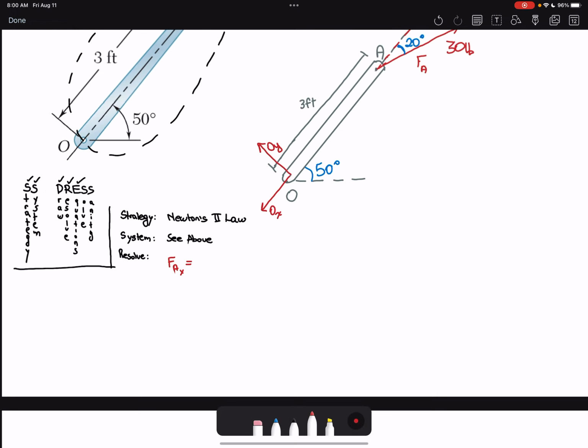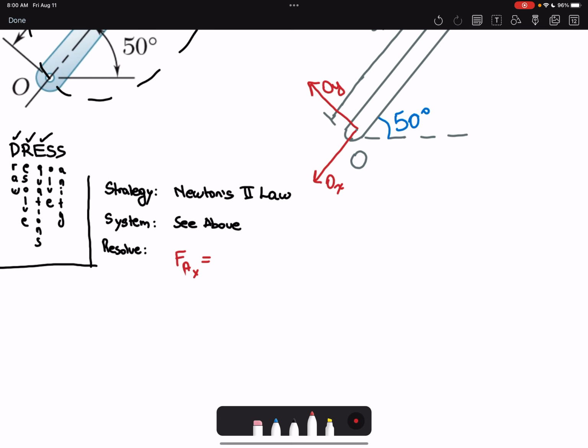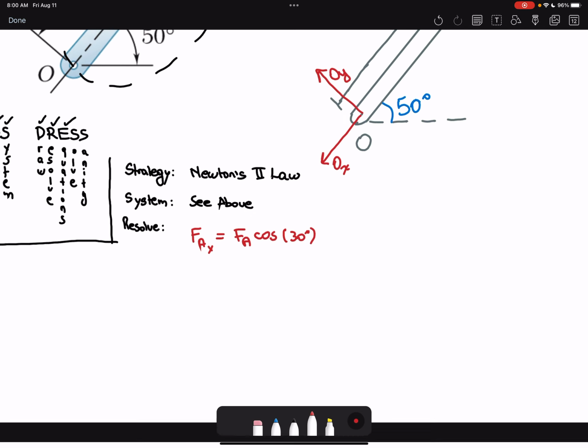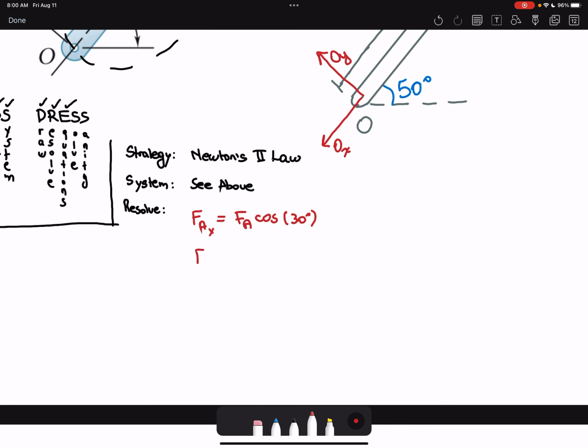FAX is going to be equal to FA times the cosine of 30 degrees. And FAY is going to be FA times the sine of 30 degrees.